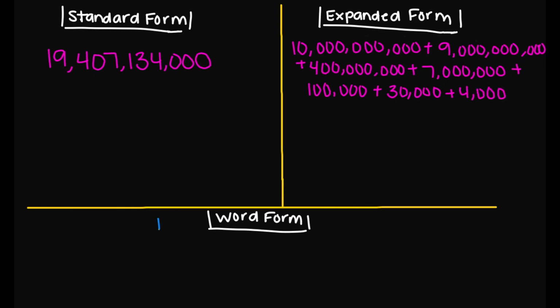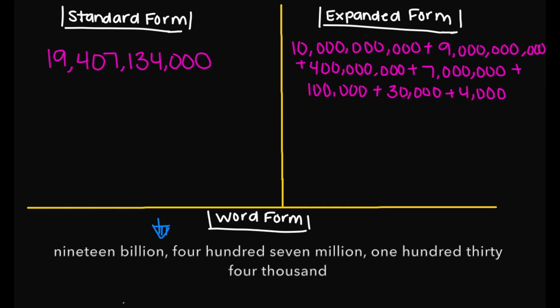And then don't forget your word form. If you were to write this in word form, you are going to get 19,407,134,000. And this is your word form example here.